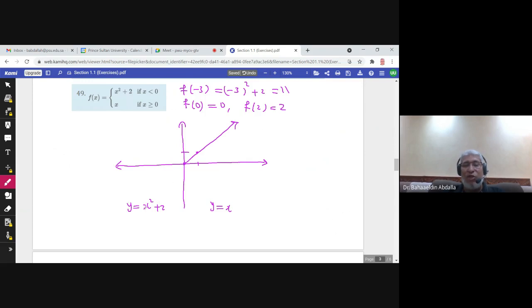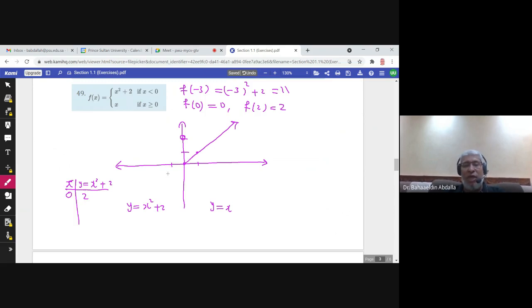Now to graph this function in this region from negative infinity to 0, I know that this is a parabola, x squared plus 2. It is the parabola y equals x squared, and plus 2. We will take the graph 2 units up. Anyway, I need to see at 0, if x is 0, what is this function? It is 2. So at 0, it is 2. And 0 is not there in this function. So I put here an open circle.